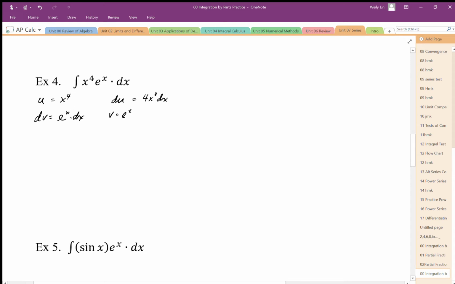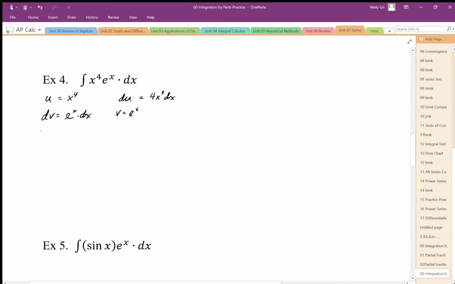And when I try to apply this integral, I'm just going to do it down here. I end up with u times v, so x to the 4 e to the x, minus the integral of v du. So it's going to be 4x cubed e to the x dx.